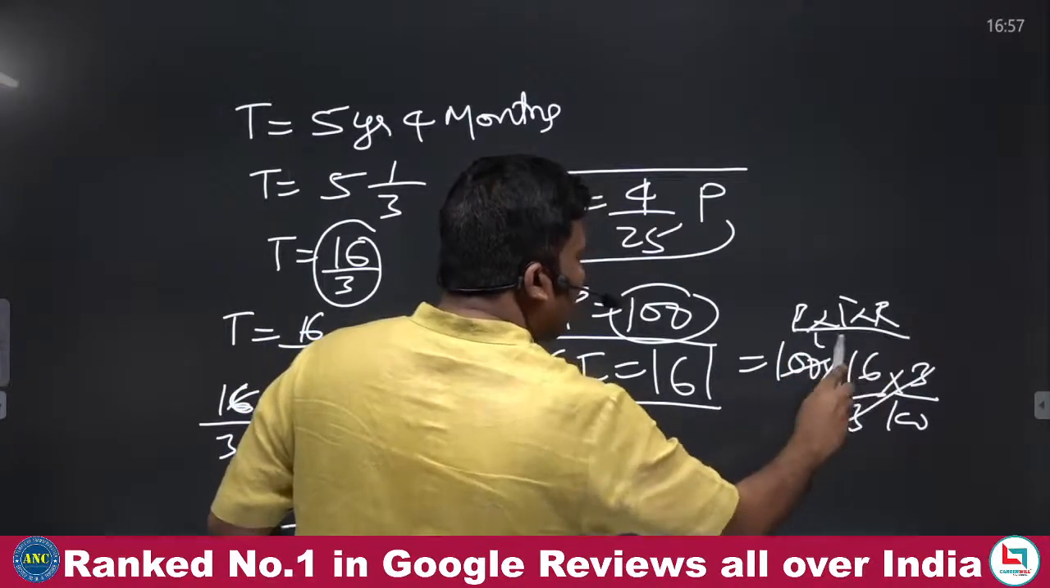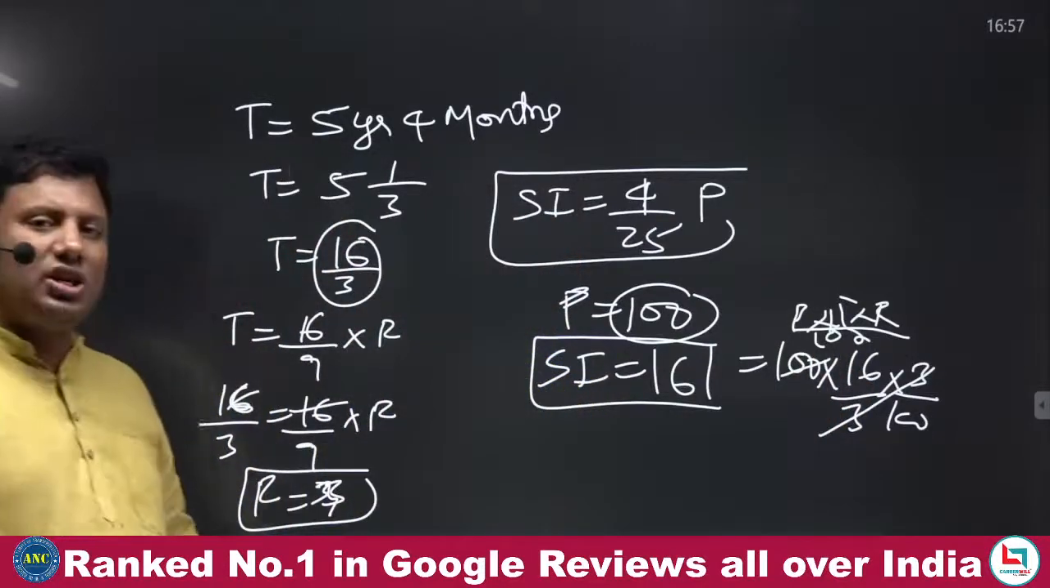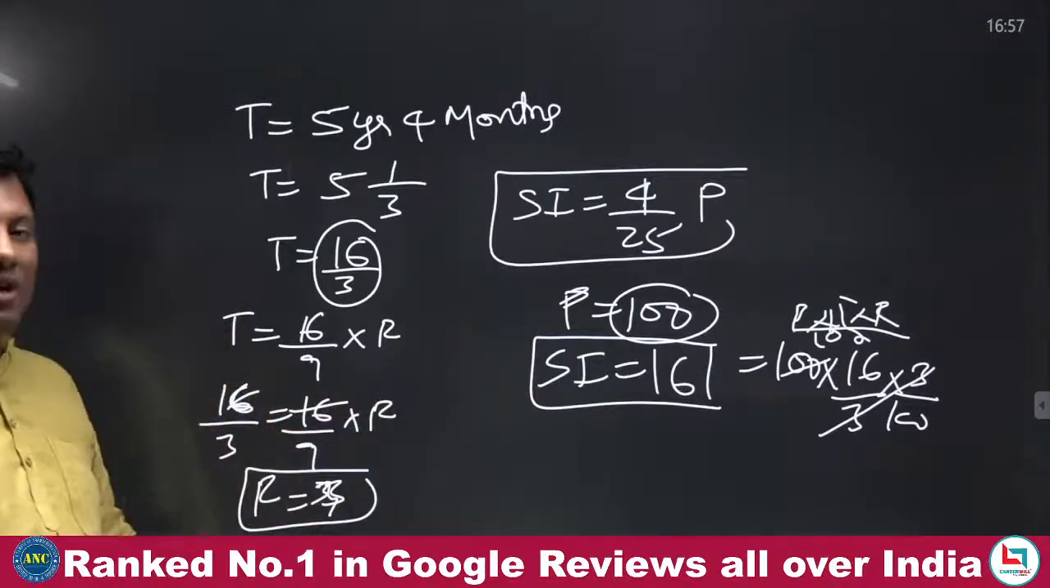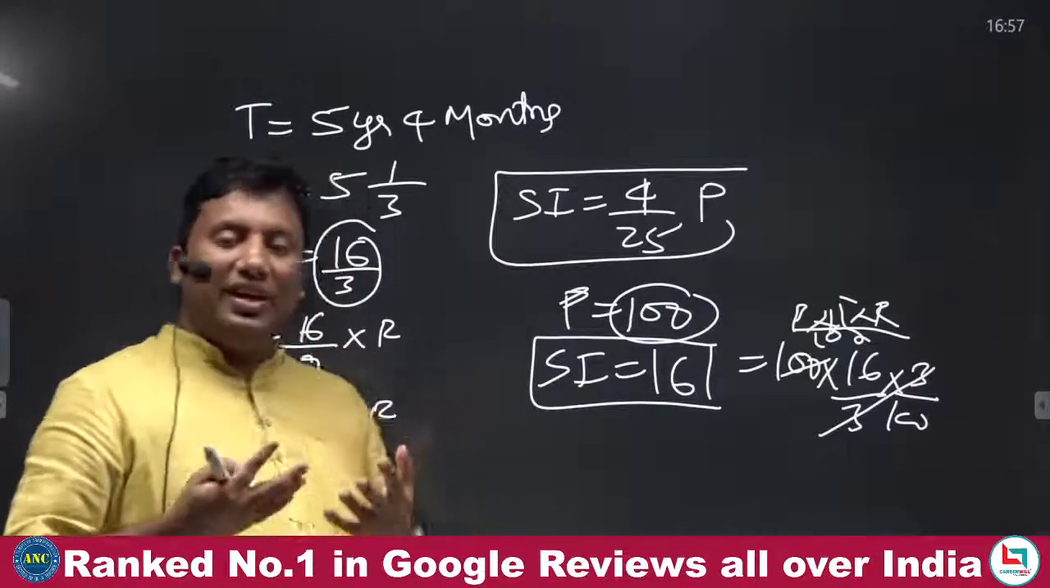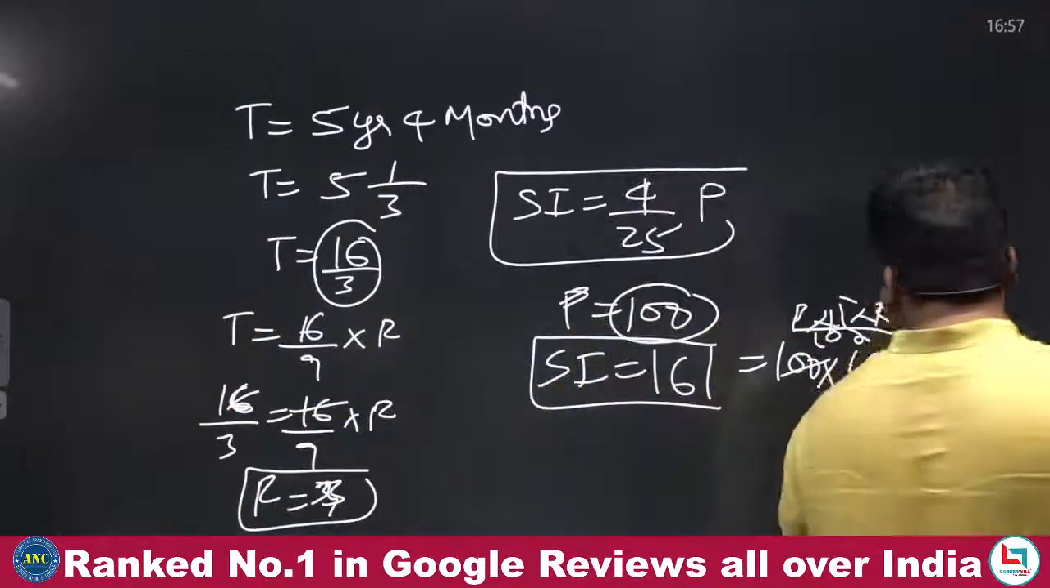Are you all with me, sir? Just by looking at the question we will get the answer. 100 into 16/3 into 3/100. Answer is 16 which is given in the question. 4/25 is 16/100.